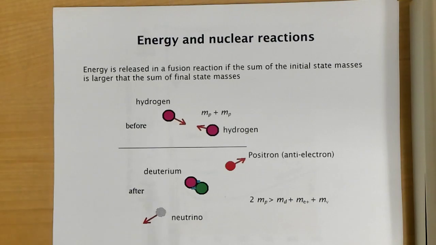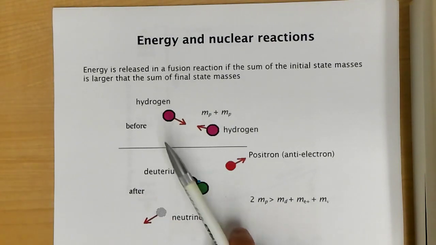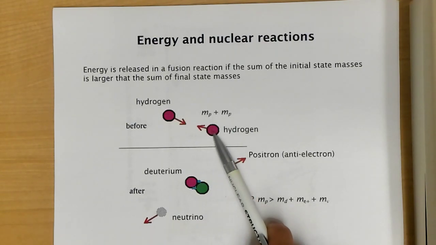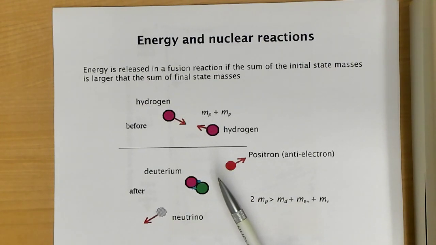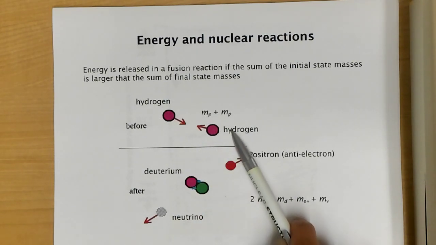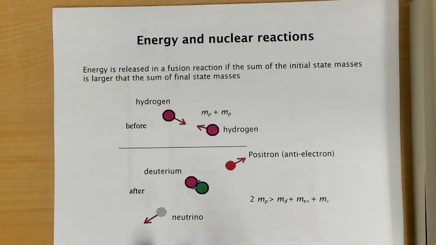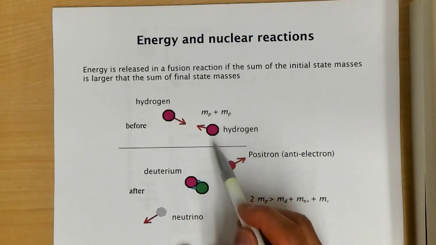Now, this binding energy is actually important in that when we have a process like nuclear fusion, there's going to be a release of energy because of the reduced energy of the bound system. So if I start off with 2 protons and I form deuterium, then because the rest mass of the deuterium is less than the sum of the rest masses of the protons, there is a release of energy.